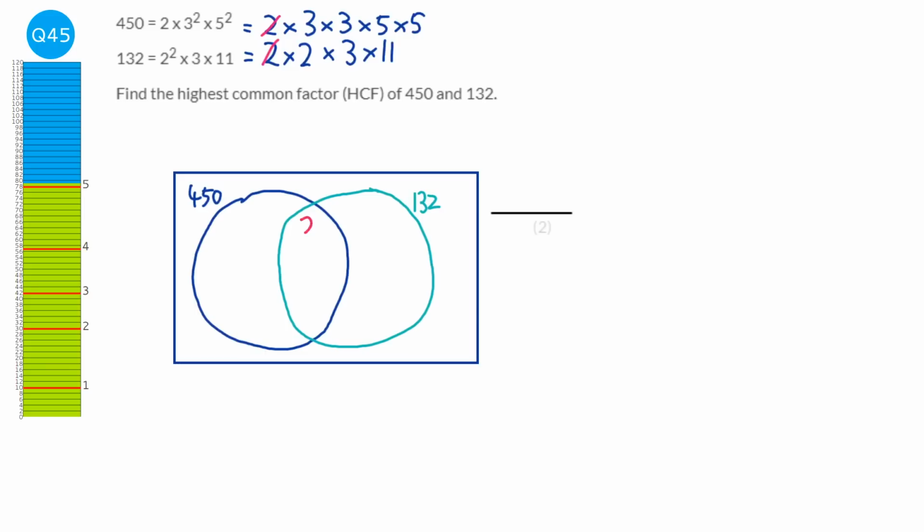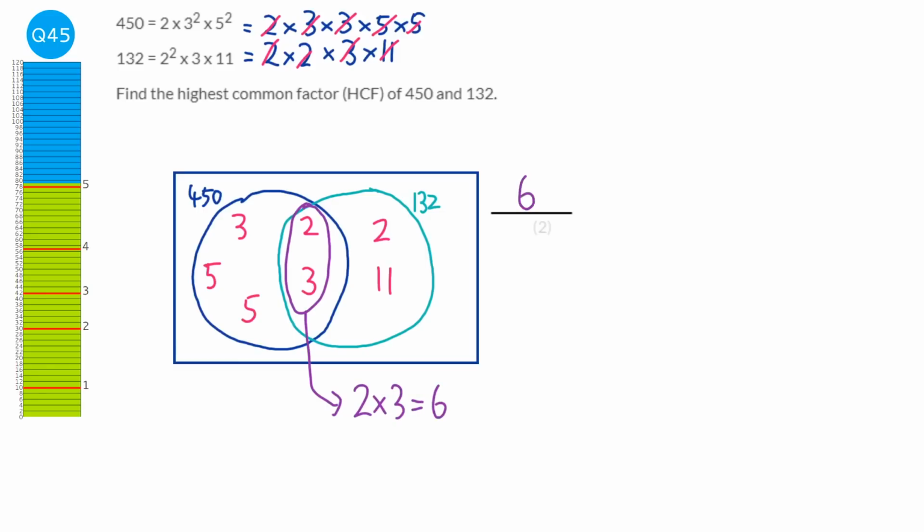So I cross them both out and put 2 in the middle. We can see they both have a 3 in them. So cross those 3's out and put 3 in the middle. And then 450 has a 3, a 5 and a 5. And 132 has the 2 and the 11. So to find the highest common factor, as I said, you multiply all the numbers that are in the middle. And so the highest common factor will be 6.